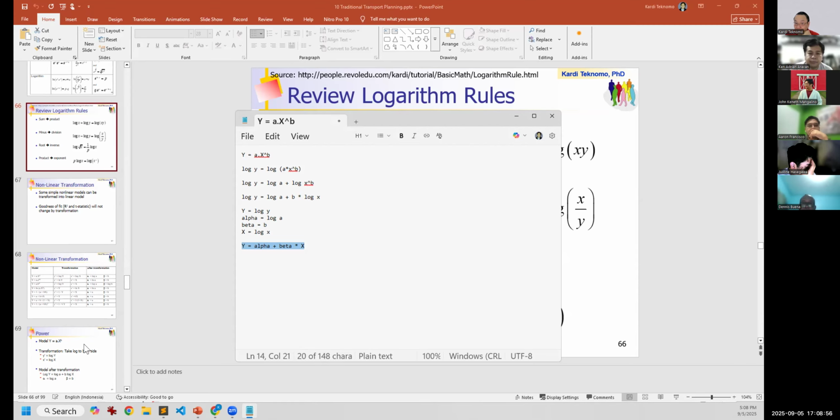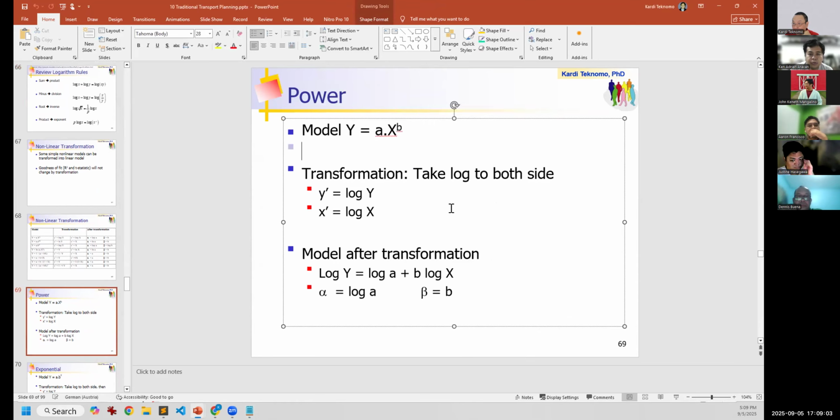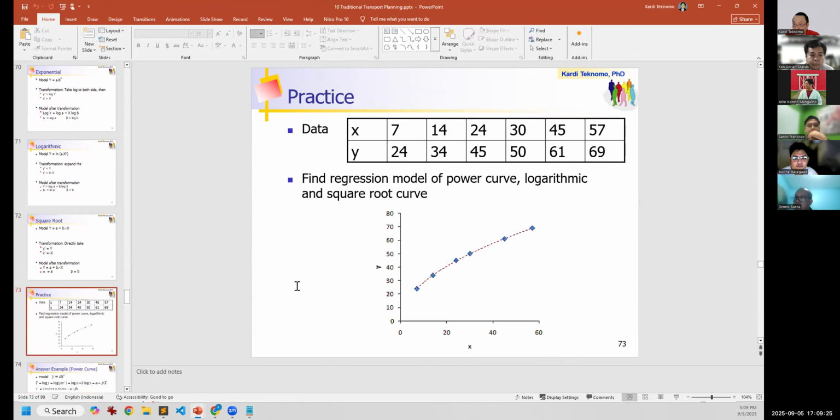The point is, if you have this kind of model, you take the log transformation of both sides, log x and log y, then you will have alpha is log A, beta is B. This is the final result. Let's practice this with this kind of data. Say this is the data that you have.